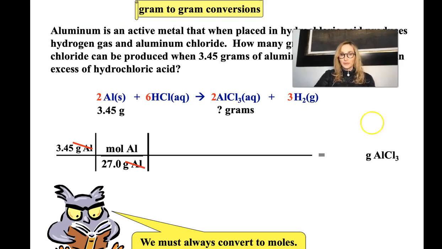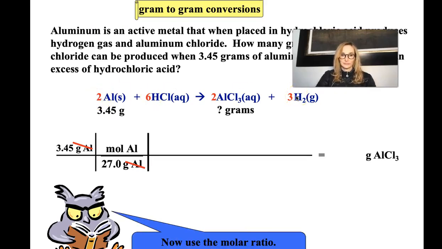Now we're going to use the mole to mole ratio. 2 moles of aluminum produces 3 moles of ratio. Excuse me, I have to correct myself. We're looking for not H2. I should have canceled it out. We're looking for 2 aluminum chloride. I blocked it with my video.